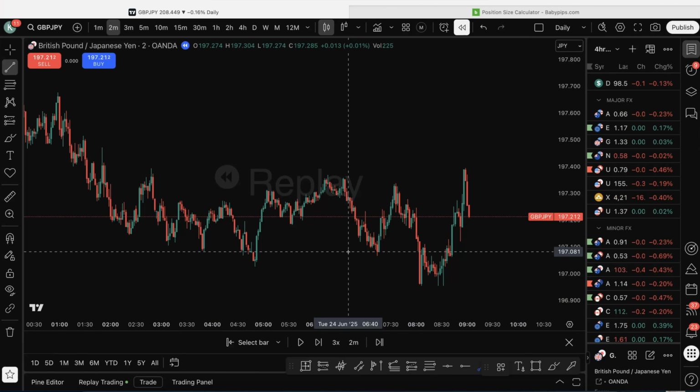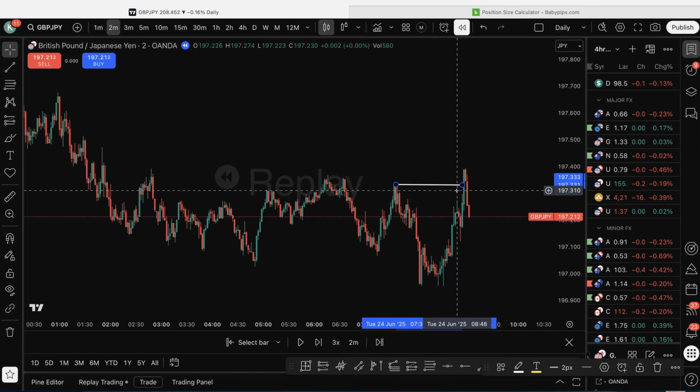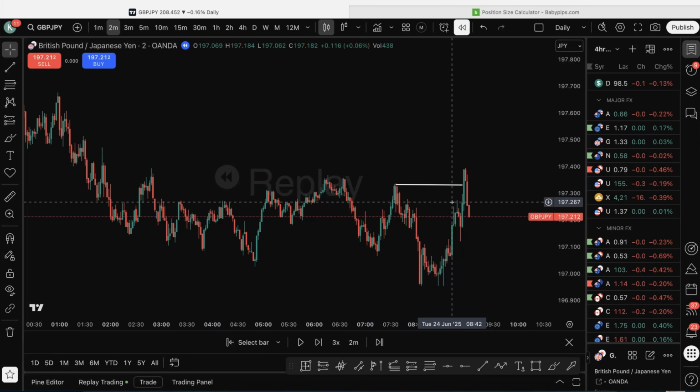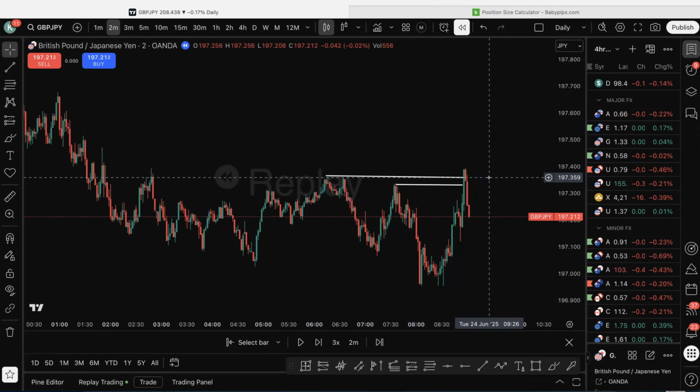So to lead on and elaborate on one of the concepts we just discussed, this is the idea of using supply and demand not only for entries, but also for targets. We've gone to a completely opposing opportunity. We're looking at the 2-minute time frame to highlight that supply and demand works the same on every single time frame that you look at.